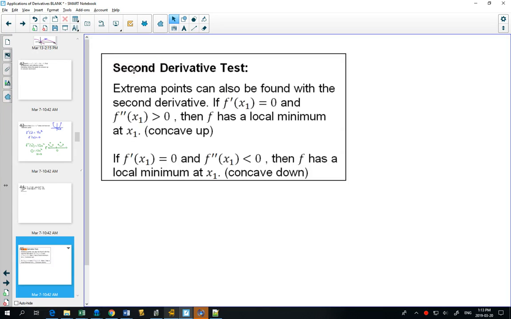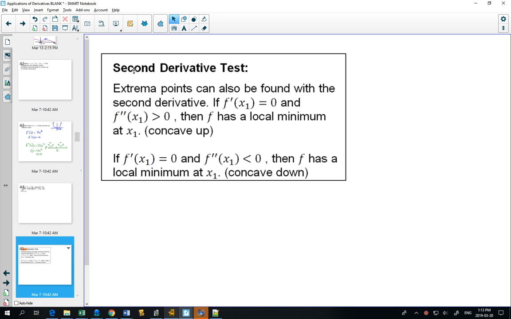So the second derivative test, not to be confused with using the second derivative for concave up and concave down. The second derivative test is an additional test to find out if something's a maximum or a minimum. The first derivative test was where you found out where your derivative is 0, and then if it was increasing, then decreasing, then increasing, you could say things were maximums and minimums.